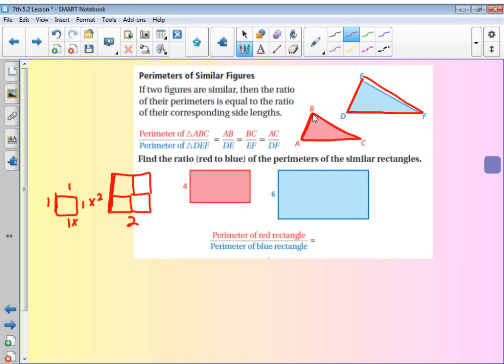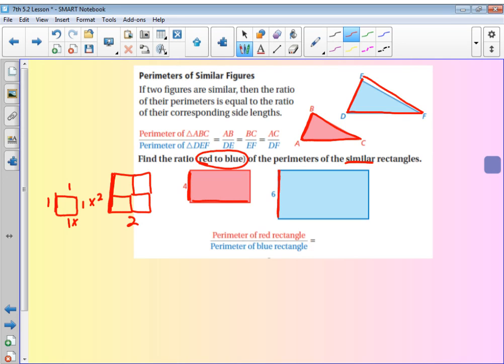It says find the ratio of red to blue of the perimeters of these similar rectangles. So they are telling us they are similar, which means they are proportional. They've only given us one side length, and they have asked us to state it as red to blue. So we're used to having 2 sides on each figure, or 2 sides on one and 1 side on the other. This time they're only giving us 1 side length of each and asking us to share the ratio of the perimeters. Well, we don't have to know this other length here. We know that this 4 is proportional to this 6.